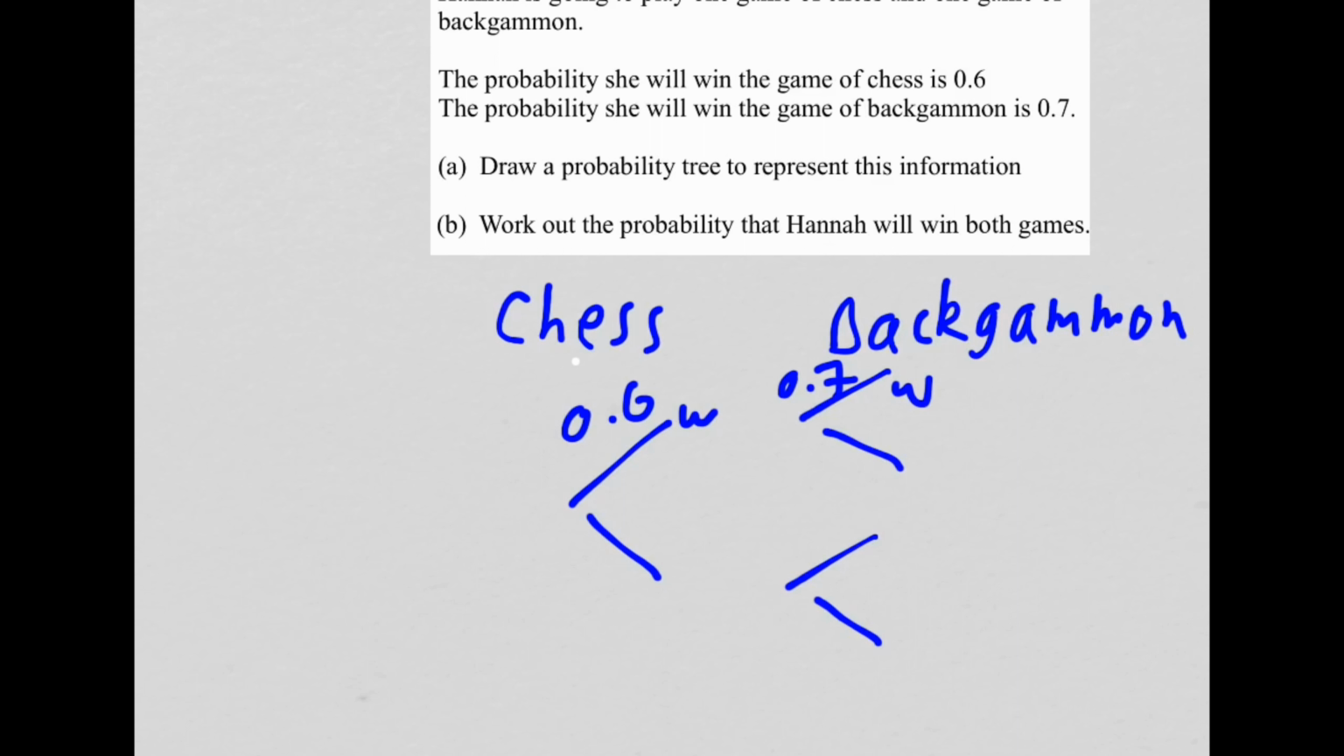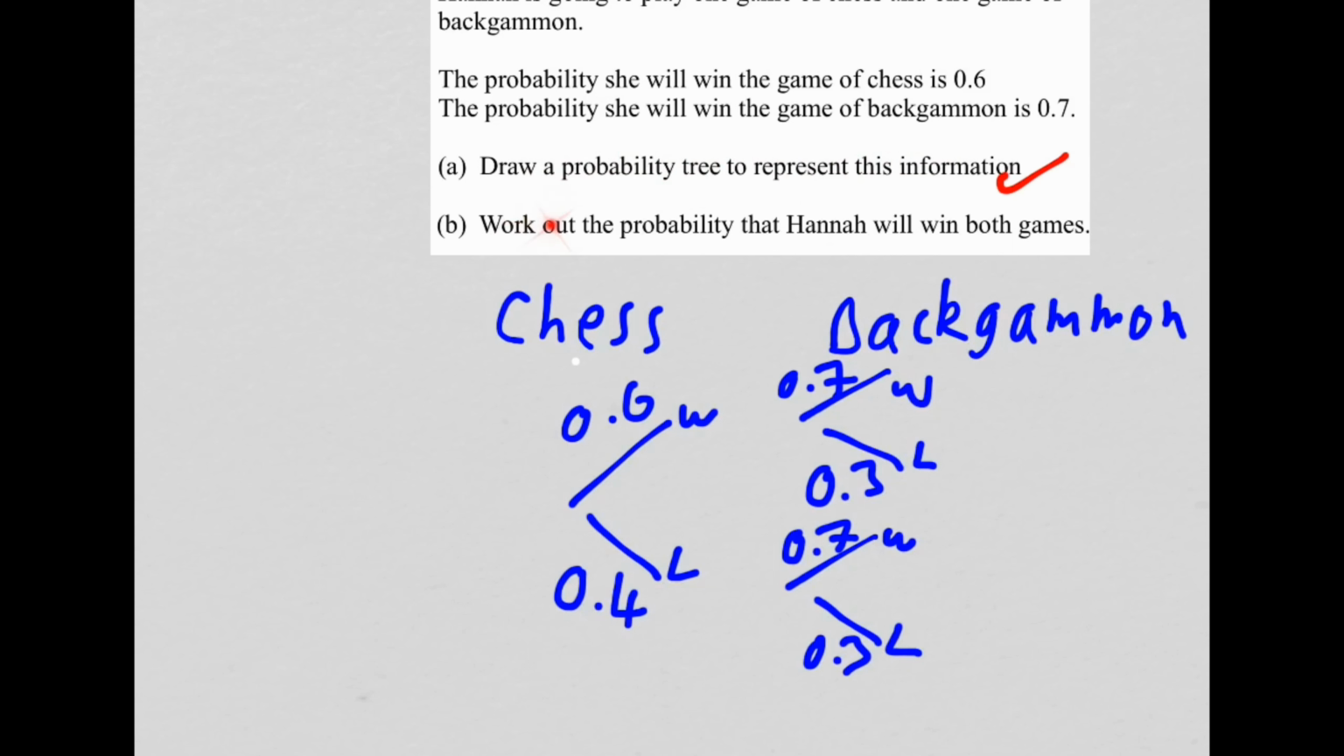So if that's 0.6, that means this one down here must be 0.4, because 0.6 plus 0.4 is 1. If that's 0.7, that must mean that's 0.3, and this is loss, by the way. That's also 0.7, it's the same as above, and that's 0.3. And now, once you've done this, you're just answering the question. Draw a probability tree to represent this information. We have done that one.